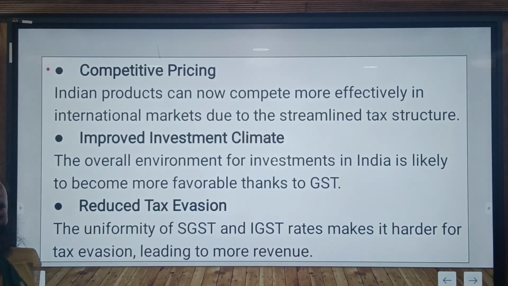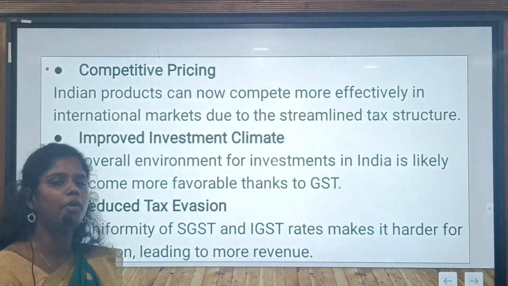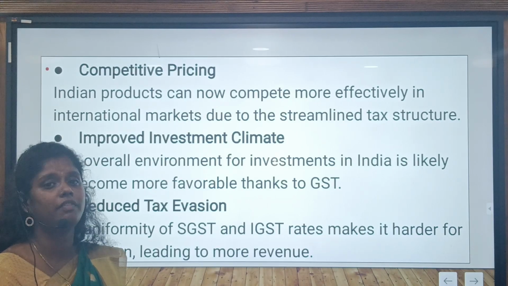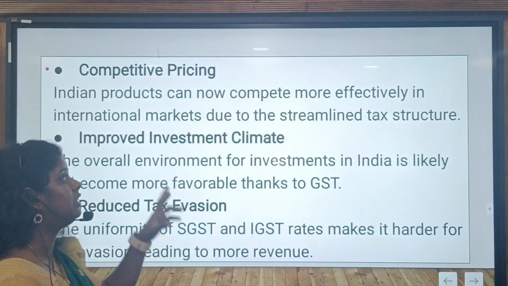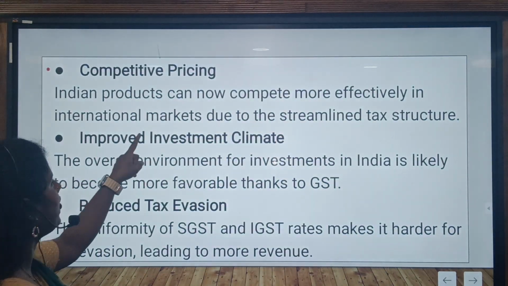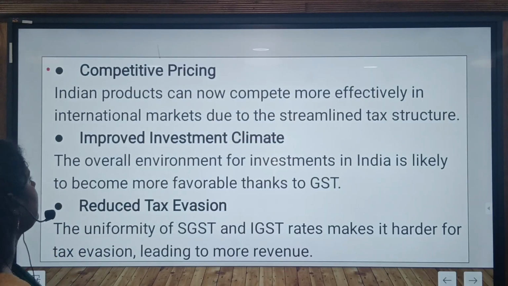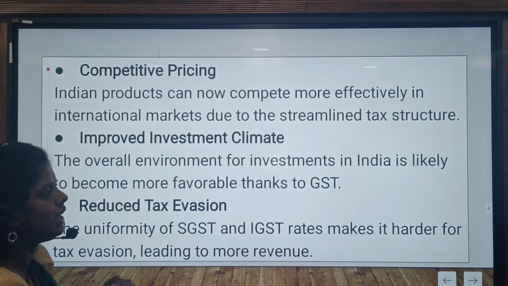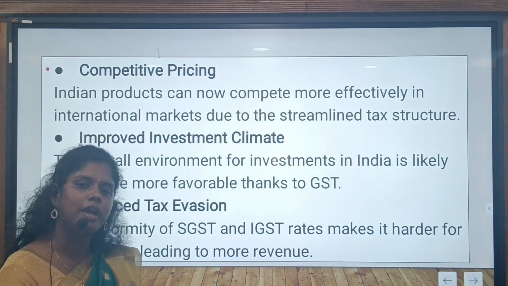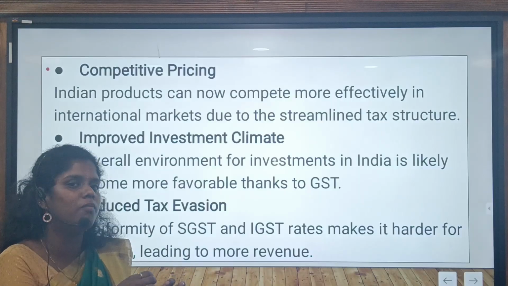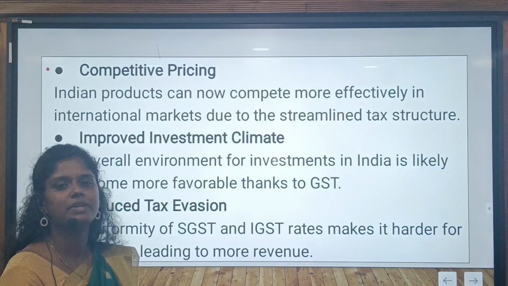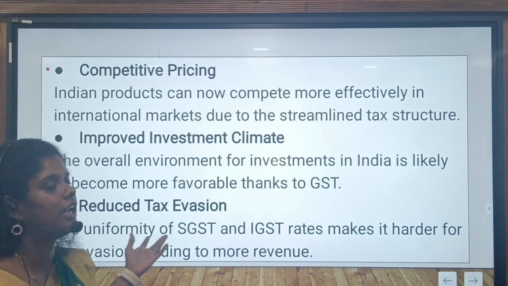Competitive pricing. What do you mean by competitive? We play a very important role in our day-to-day life. Every person in this organization, or wherever we are, plays an important role where competition takes place. Indian products can now compete more efficiently in international markets due to the streamlined tax structure. Here the maximum tax rate is going to be 30%. Of every tax rate that we have, the minimum one is 9%. That is CGST, SGST. So 9% and 9% is going to be 18%. We will be seeing this in depth in the future.